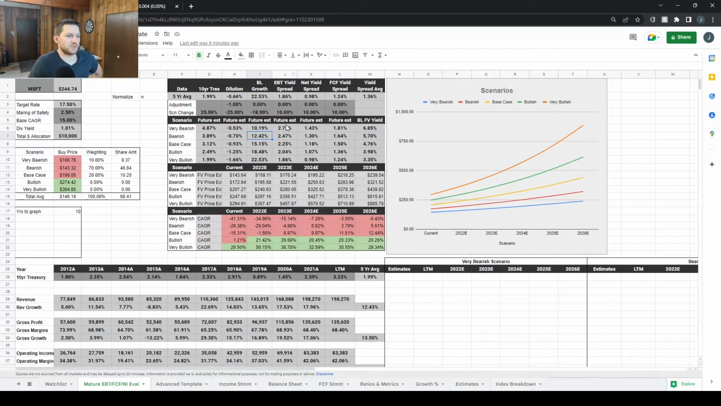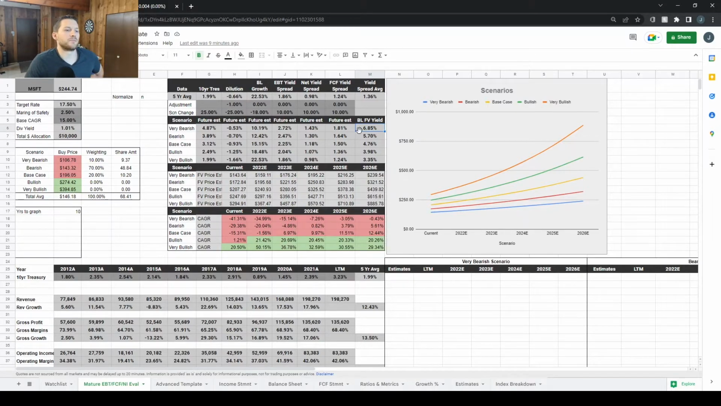The EBIT yield spread is going from 2.72 in the very bearish scenario to 1.86 in the very bullish scenario. The net yield spread 1.43 to 0.98, and the free cash flow yield spread of 1.81 to 1.42. So we can see in the very bearish scenario, it would be yielding 6.85% on the bottom line.